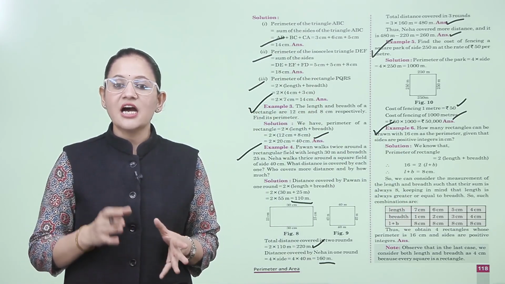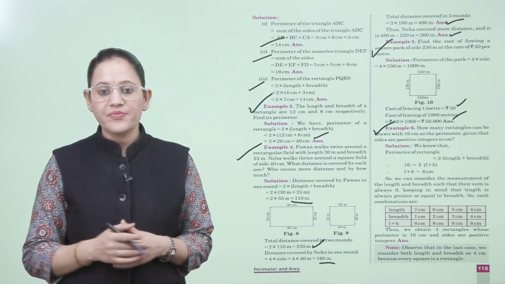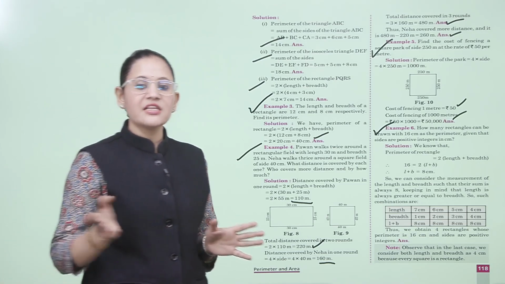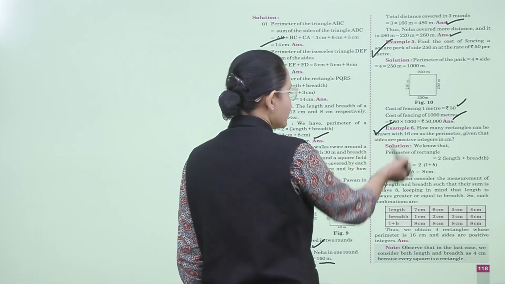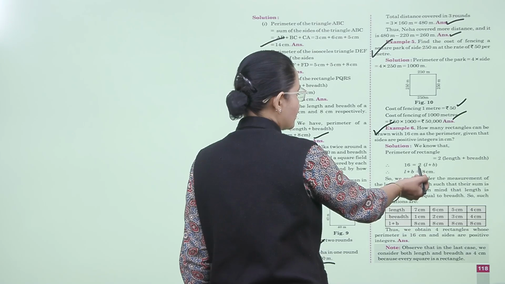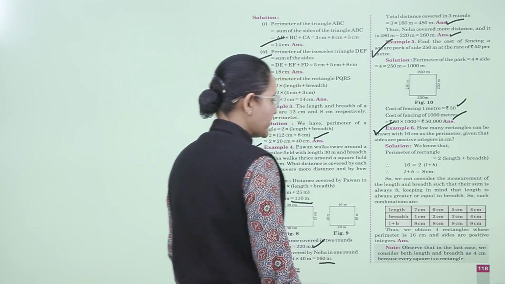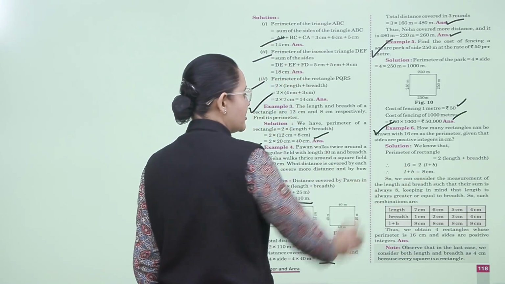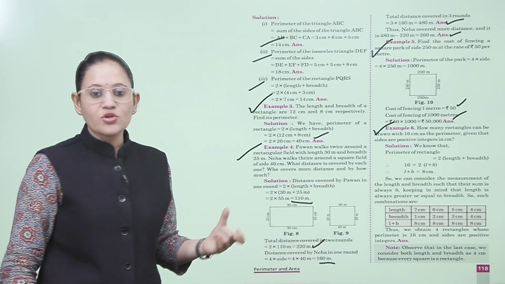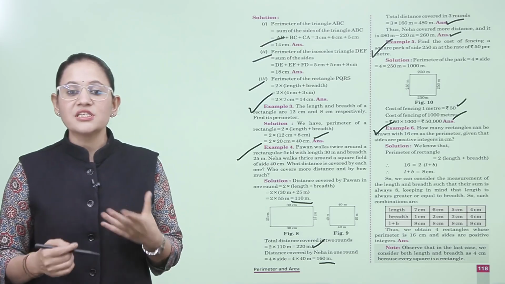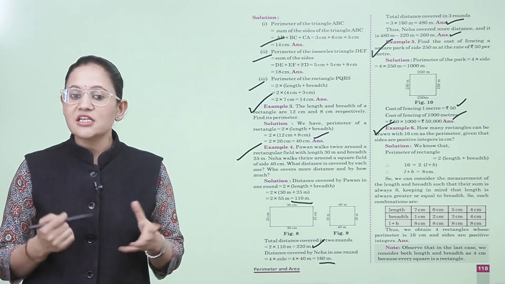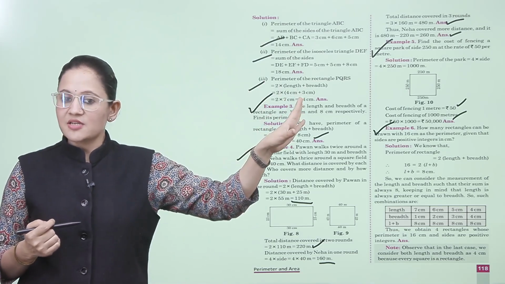How many rectangles can be drawn with 16 centimeter as the perimeter, given that sides are positive integers in centimeter? So we know that the perimeter of a rectangle equals 2 into length plus breadth. Here the perimeter is 16 centimeter, so 16 equals 2 into L plus B. So L plus B equals 8 centimeter. So the sum of length and breadth should be equal to 8 centimeters. We can consider measurements of length and breadth such that their sum is always 8 centimeter.